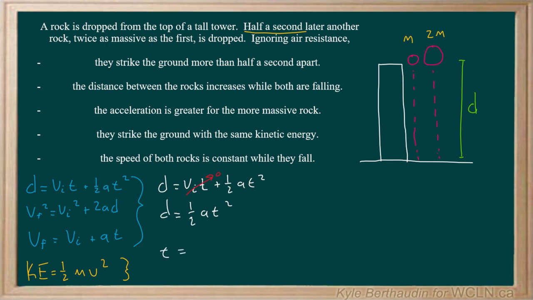So we multiply both sides by 2 and divide by a. So we have t equals the square root of 2d divided by a. Now what this equation is describing is the time it takes to fall distance d, the height of the tower, under the acceleration a, which is the acceleration due to gravity. Now nothing in this equation talks about the mass. Nothing in it says that the time it takes to fall, t, varies with the mass. There's no mass in this equation.